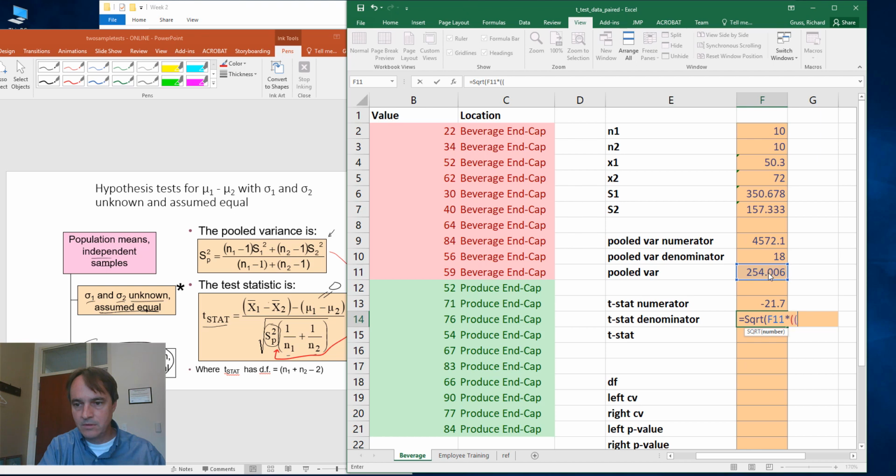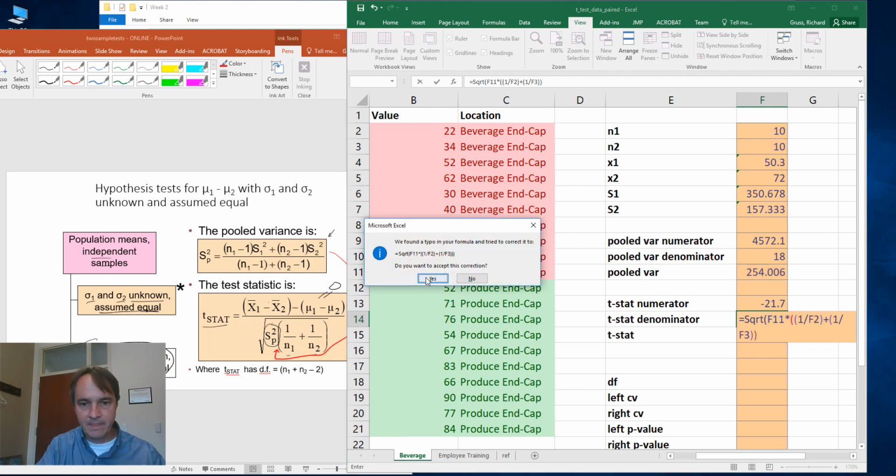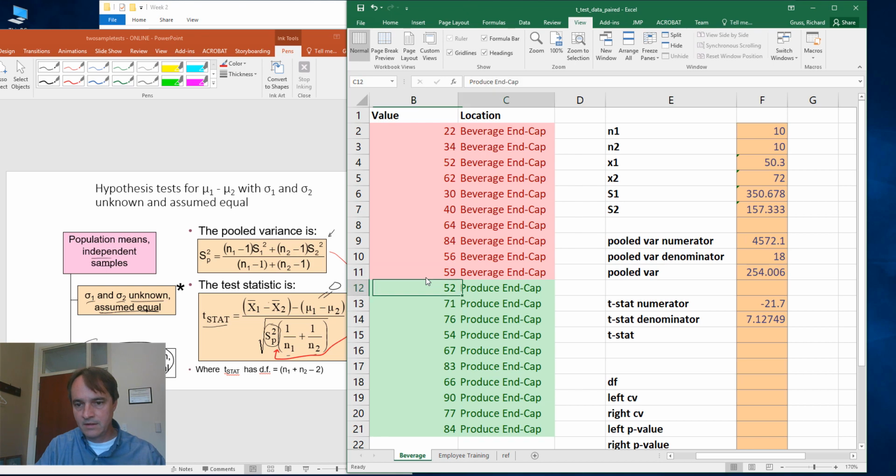1 over this N1, so sample size 1, plus 1 over the size of the second sample. We'll close all those parentheses. Okay, let's see, make sure we got everything we need here. Square root, pooled variance times that sum. Now we'll take the value of the t-statistic by just dividing the numerator by the denominator. Okay, and we have a t-statistic of -3.